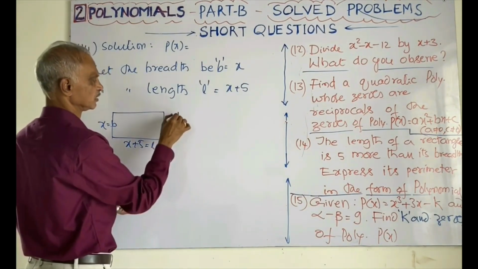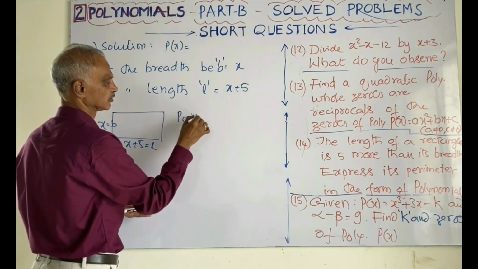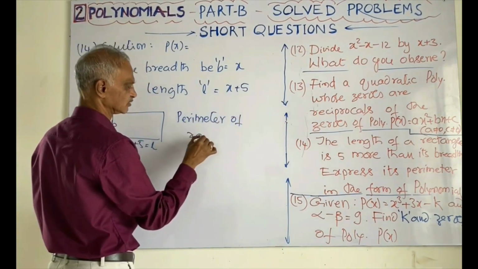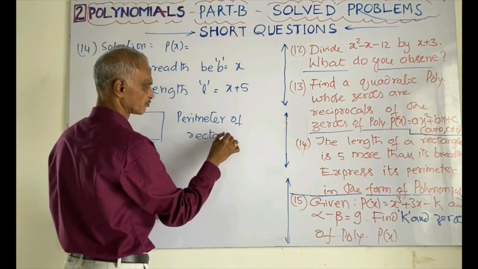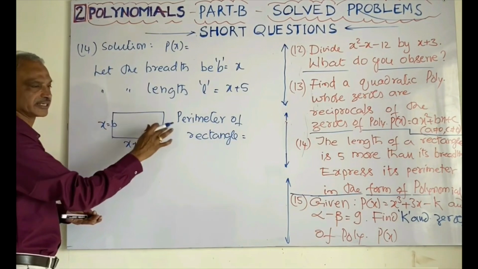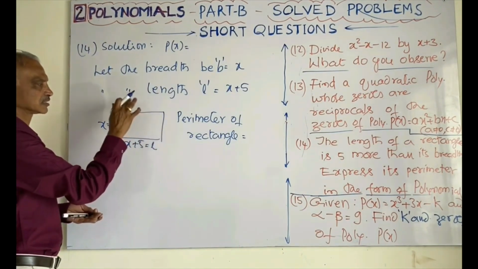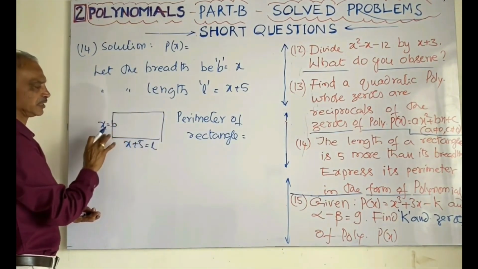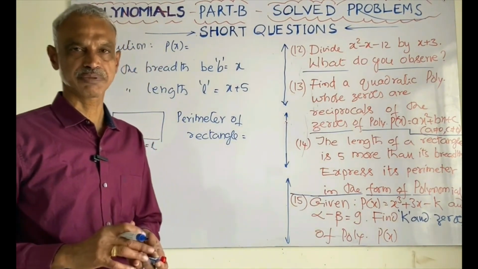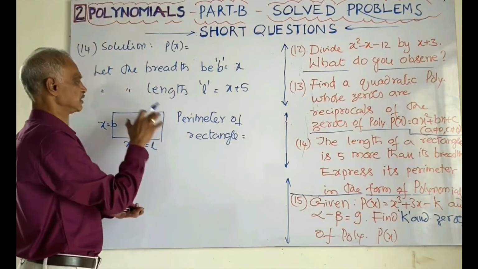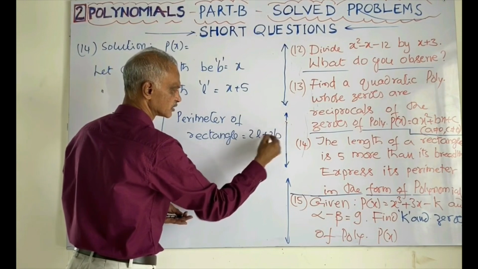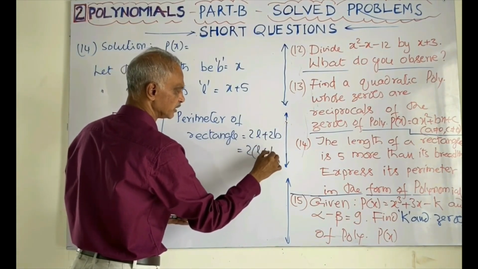What is the perimeter of the rectangle? 2 lengths and 2 breadths. L plus B plus L plus B. 2 lengths and 2 breadths means 2 into L plus B.